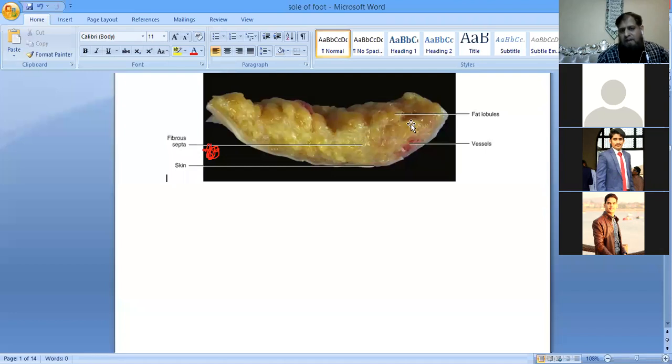It divides this subcutaneous fatty tissue into fat-laden compartments, different compartments filled with fat, and the function of this is that it is responsible for giving a cushioning effect. So it provides a shock-absorbing cushioning effect, right? And it is mostly especially in the region of the heel.